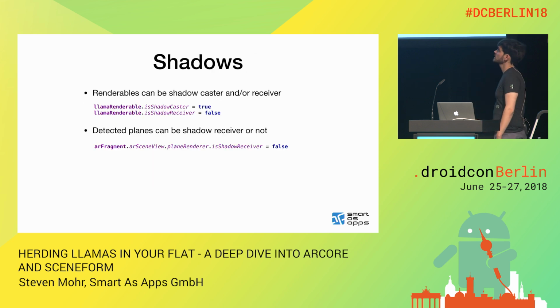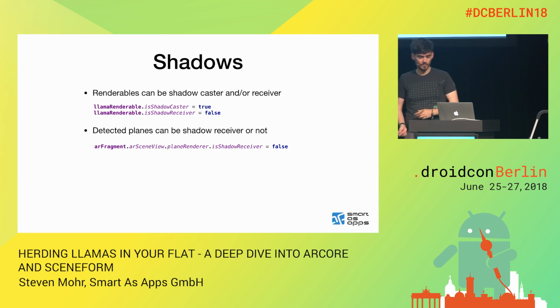What works really nice is shadows. You can just enable and disable it on every renderable. You have two sides of the shadow. One is the shadow caster, meaning this object casts shadows on other objects. And you have a shadow receiver, meaning other objects can cast shadows on this object. And if both are true for an object, the object also casts shadows on itself.